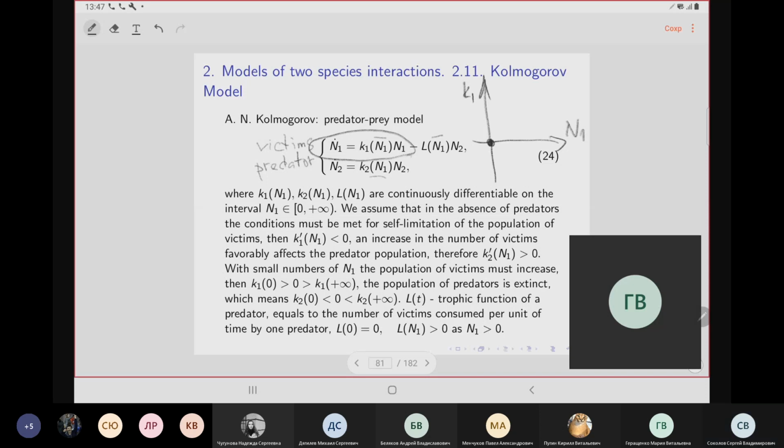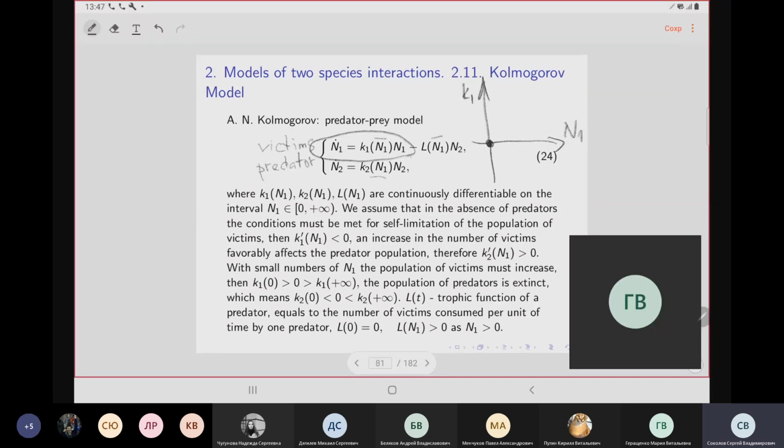Well, the equation in the absence of predators is our usual one-species equation. So if the number of victims is small, close to 0, then we expect that our victims will replenish, the number will grow. So at the beginning, at the origin, K1 must be positive. So K1 of 0 must be positive. So the solution will grow exponentially in the absence of our predators.